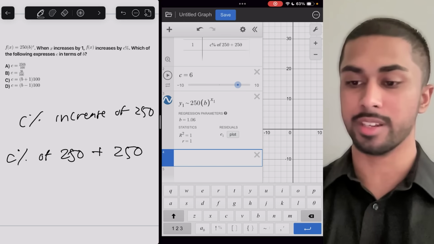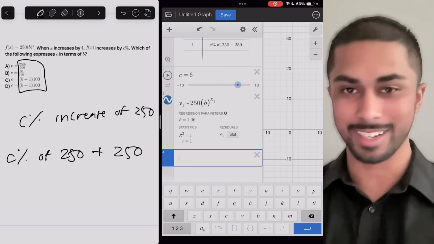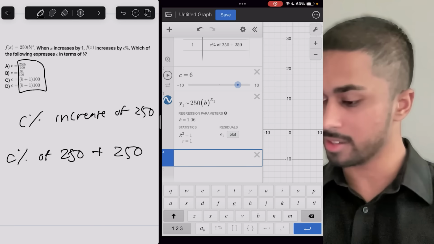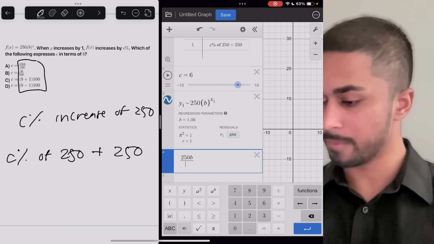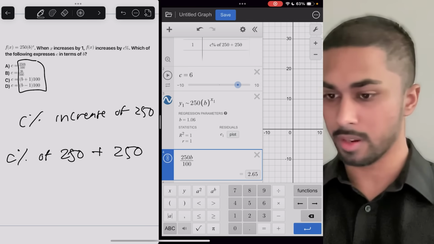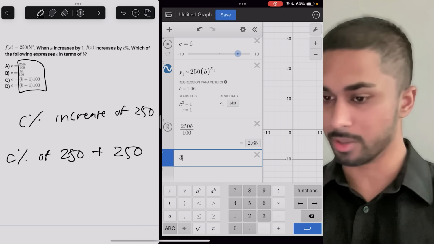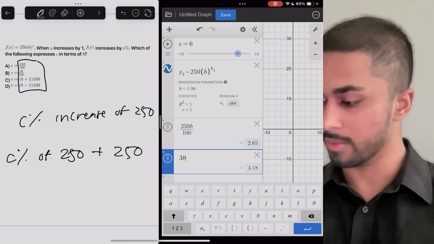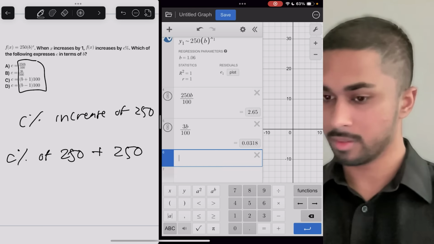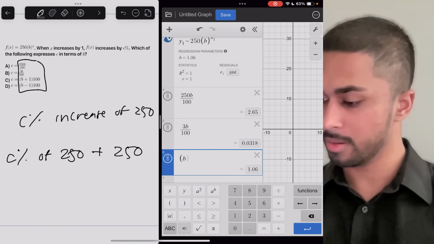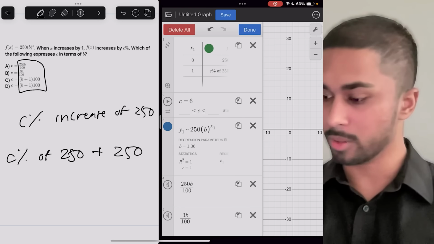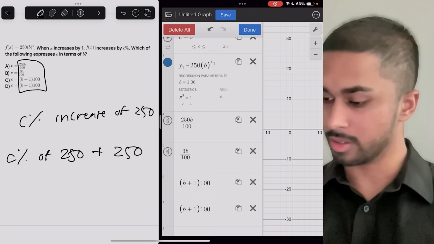All of these answer choices are in the form of c equals. So if we put this right side into here, and then let's do that for every single answer choice. 3b divided by 100. And b minus 1, no, b plus 1. And then duplicate this just to save a little bit of time.